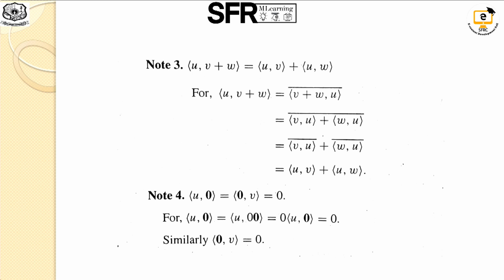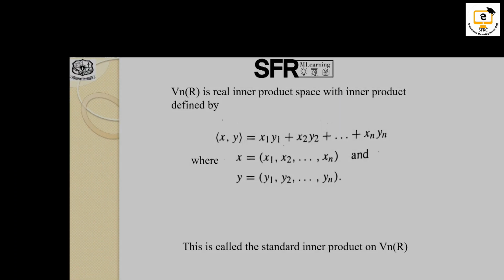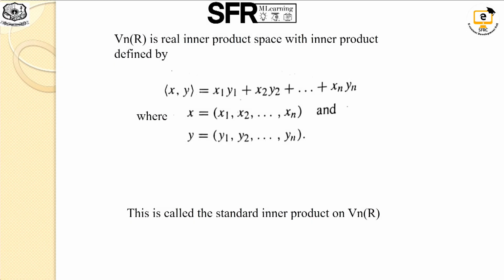Then the inner product of any vector with the zero vector must be 0. This is the proof. Next, here is an example of an inner product space. Vn of R is a real inner product space with the inner product defined by the following. We know what Vn of R is.